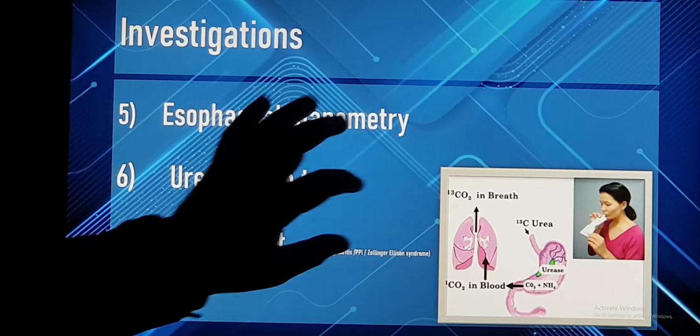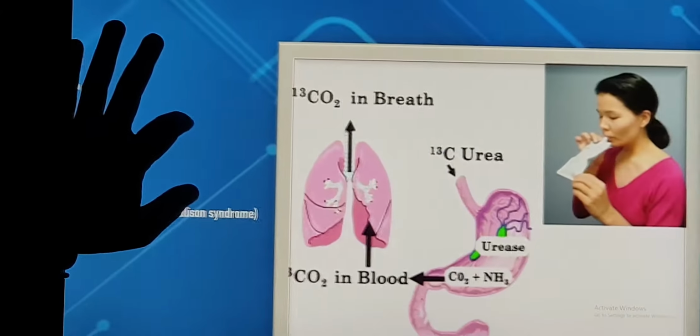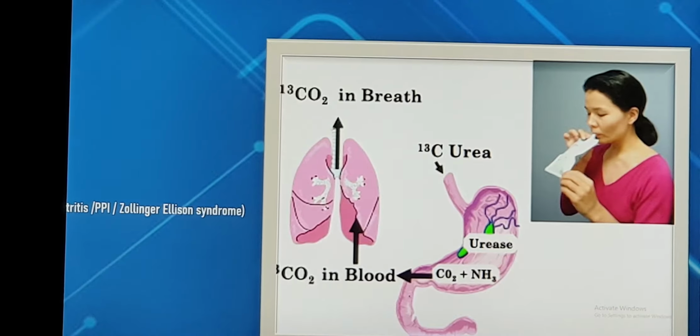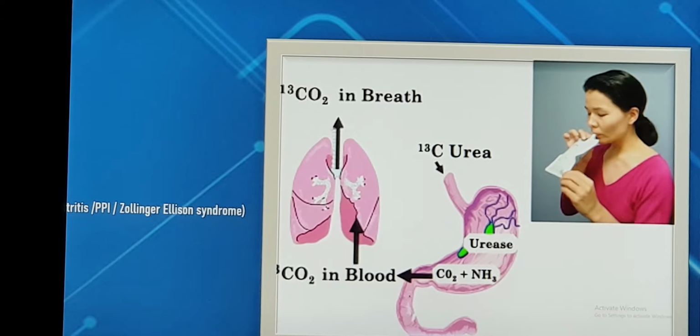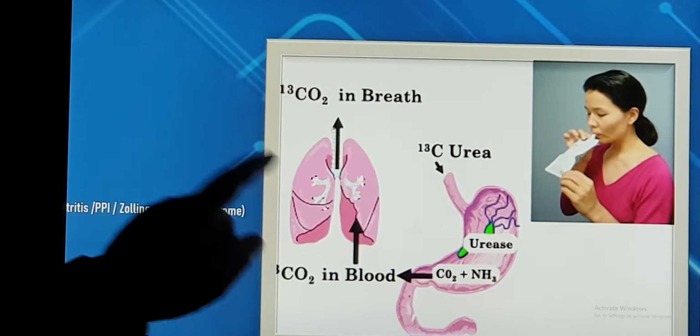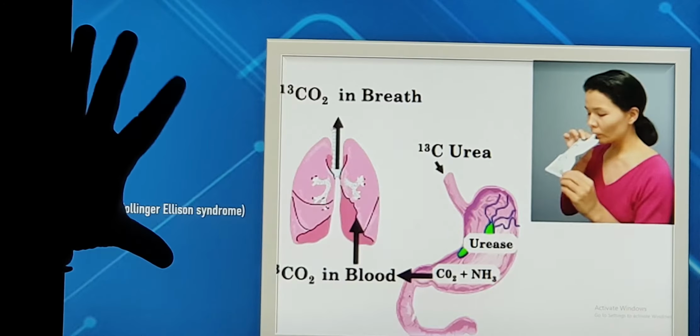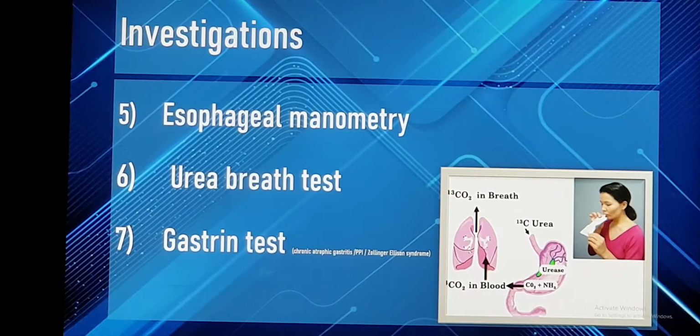Here what we do is, we ask the patient to drink a fluid which contains urea, and if suppose the patient has got acidity because of H. pylori, this urea reacts in the stomach and it releases carbon dioxide which can be picked up in the exhaled air. And we can come to know the presence of H. pylori, and the patient is symptomatic, so we can presume the patient has got acidity.